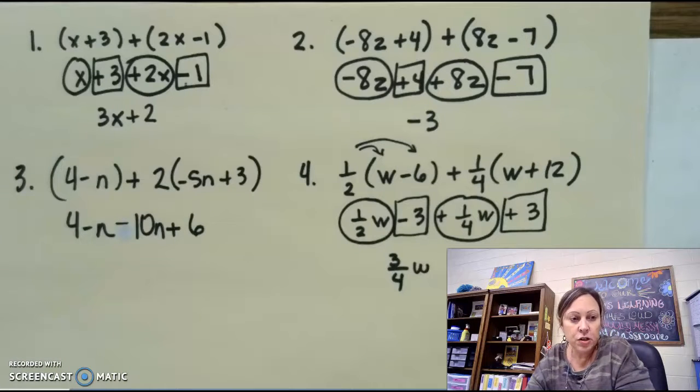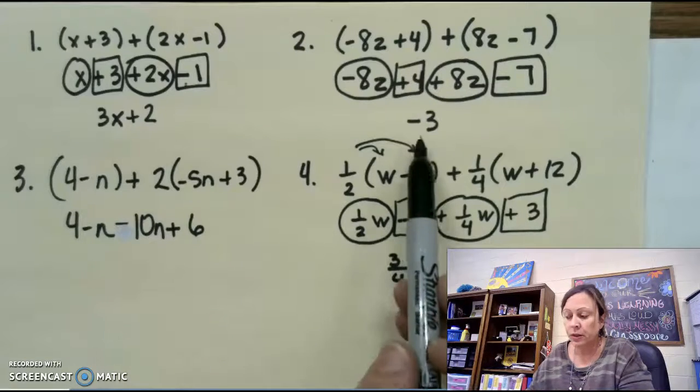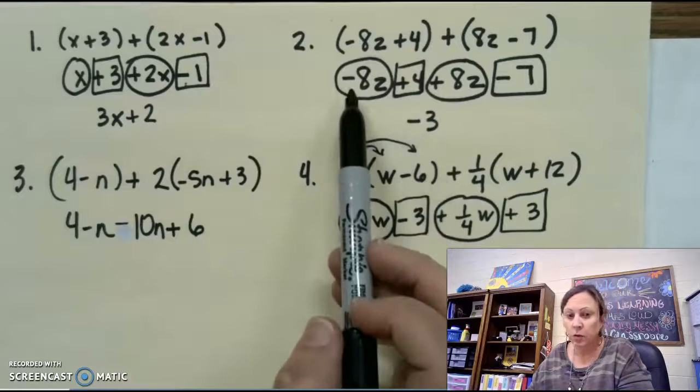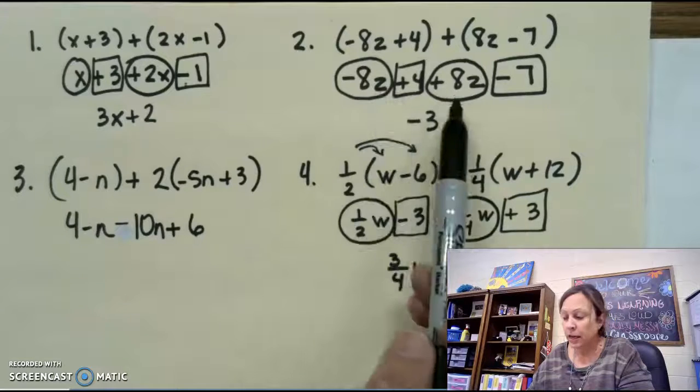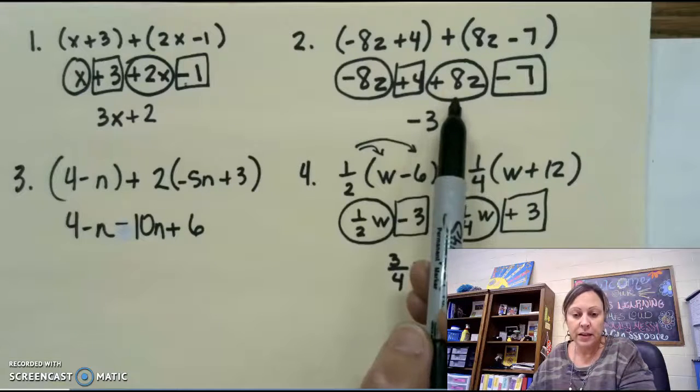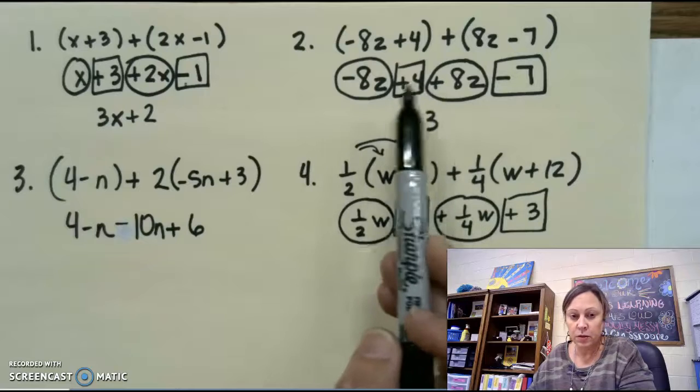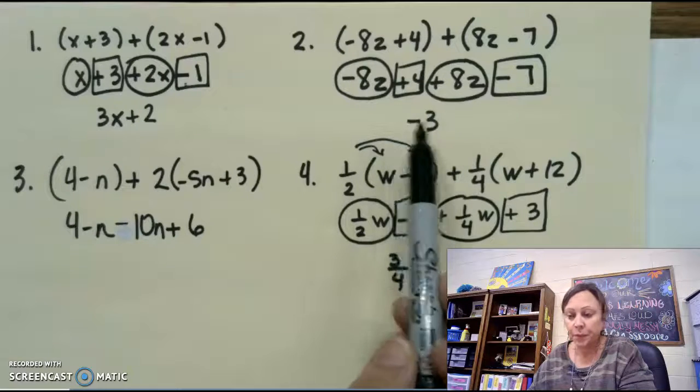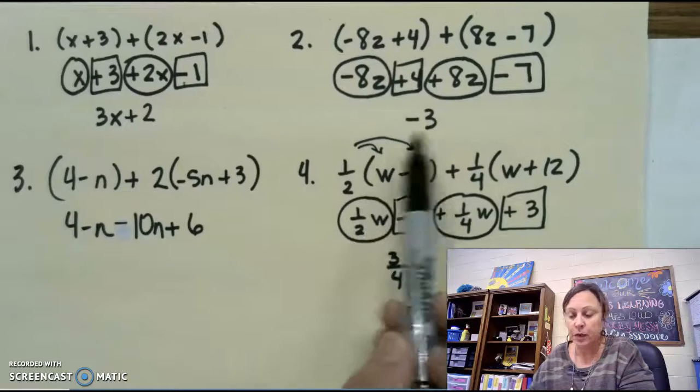Okay, how did you do? Question 1, you should have gotten a simplified expression of 3x plus 2. Question 2 simplifies to simply negative 3. You end with a negative 8z and a positive 8z. That is our additive inverse property at work, so that becomes 0. And a positive 4 and negative 7 becomes negative 3.